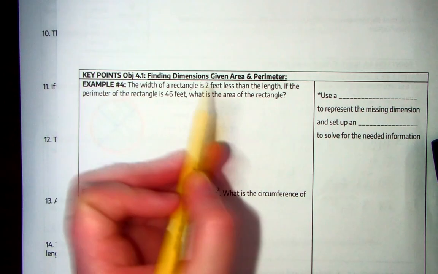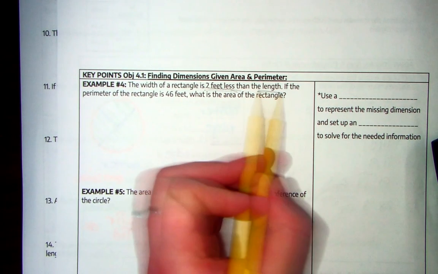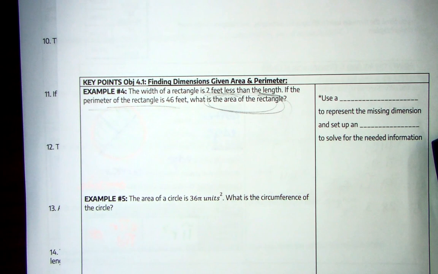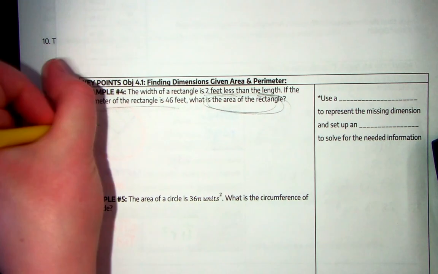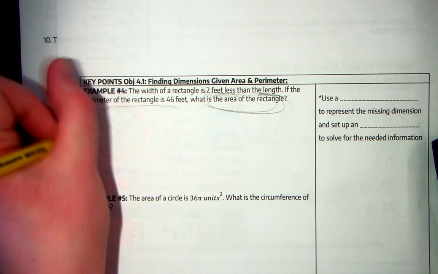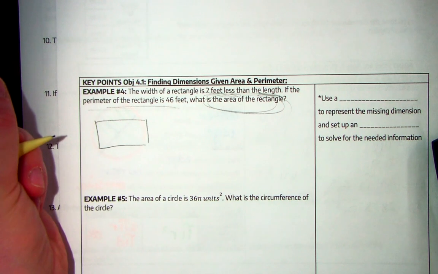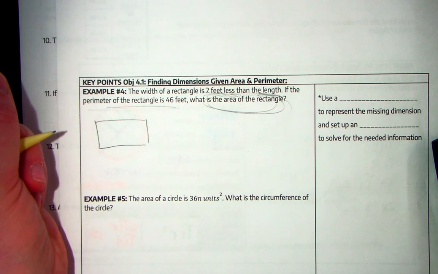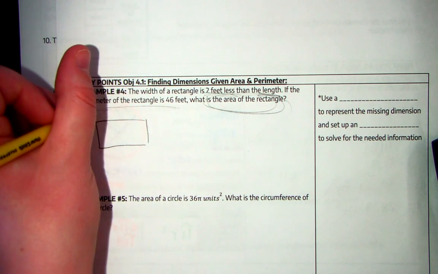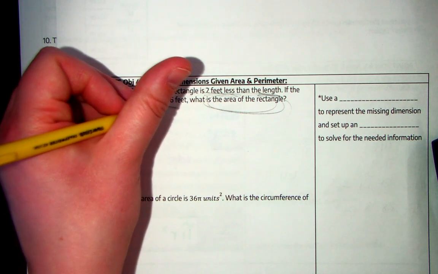So let's read this. The width of a rectangle is 2 feet less than the length. If the perimeter of the rectangle is 46 feet, what is the area of the rectangle? Okay, so to do this, I'm going to draw a picture of the situation. The width is 2 feet less than the length, and the perimeter is 46 feet.